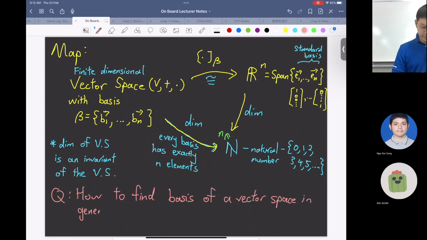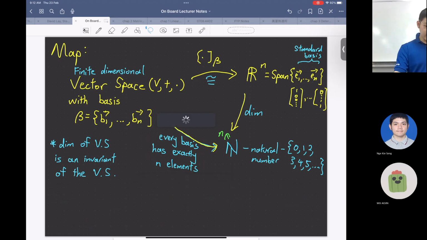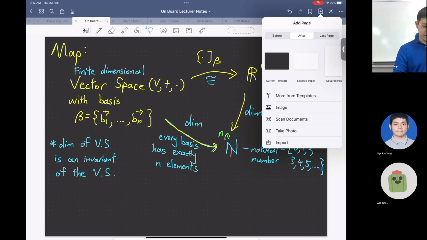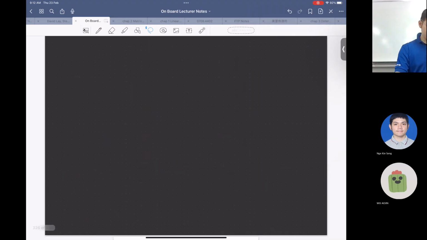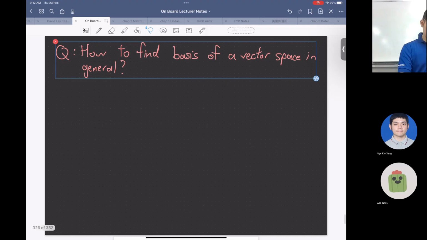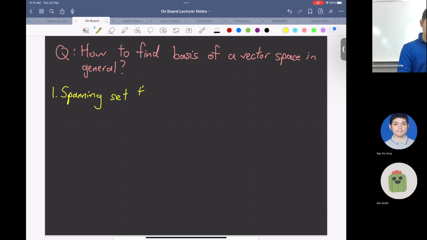Okay, so how to find something that spans the vector space, and how to find that they are linearly independent? Actually, we have encountered it once. If you can recall, we have encountered one theorem called the spanning set theorem. So what's the spanning set theorem about?